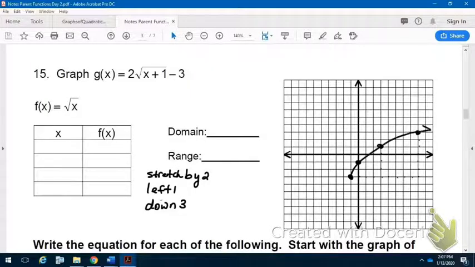So my domain is from -1 to infinity. And my range is from -3 to infinity. And this is the point right here. My vertex point is -1, -3. Okay? So, let's move on. Now we're going to write some equations.